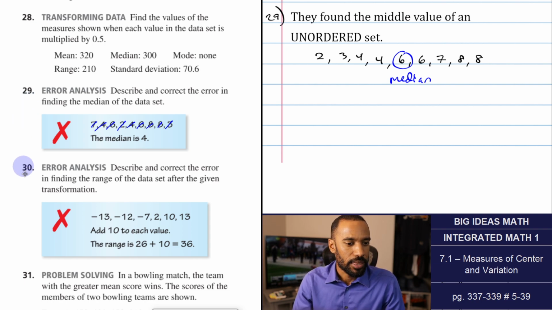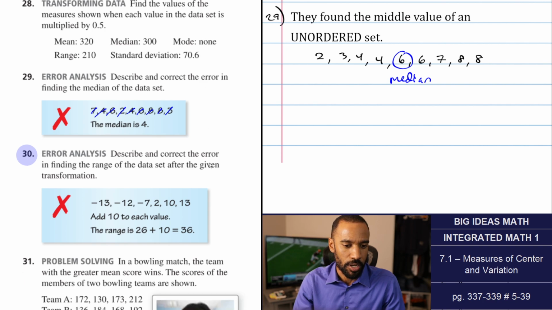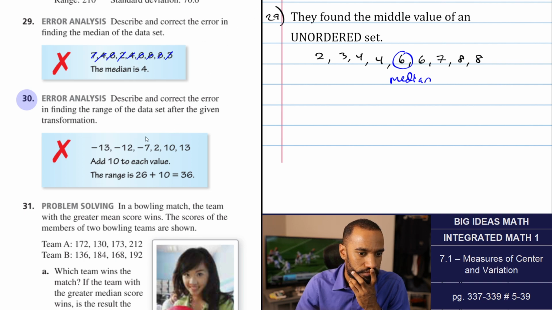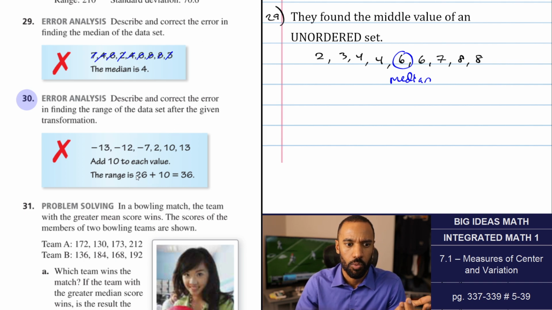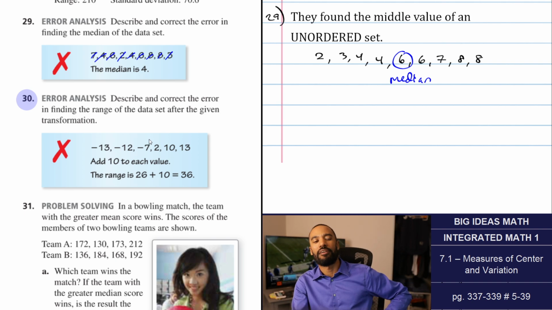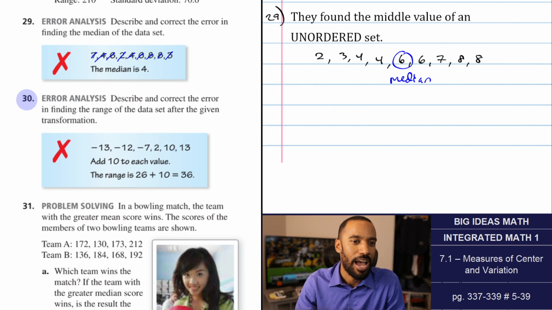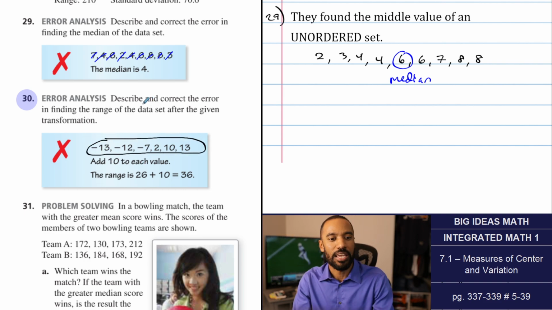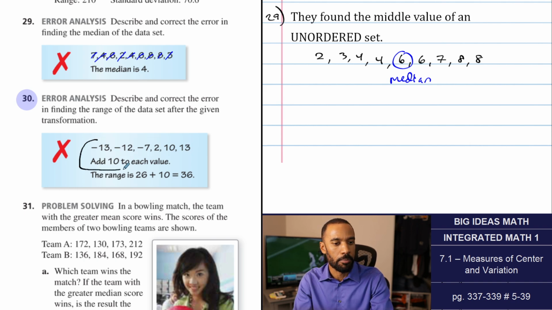Number 30, describe and correct the error in finding the range of the data set after the given transformation. Add 10 to each value. What does that mean? Oh, after the transformation. Okay, I got it. I thought they said, here's the list, to find the range, we're going to add 10 to each value. They said, here's the problem. Take this data set and add 10 to each value here, and what's the range?